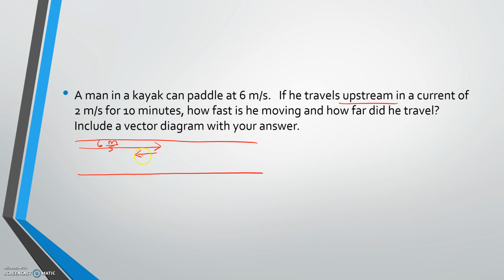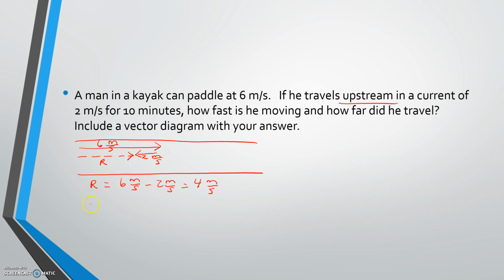So our current is 2 meters per second. Our resultant is the difference between the two. So our resultant is going to equal 6 meters per second minus 2 meters per second, which would give 4 meters per second. So the man has the ability to paddle at 6 meters per second, but he's working against the current. So somebody standing on the shore would see that the man is only moving at 4 meters per second down that stream.